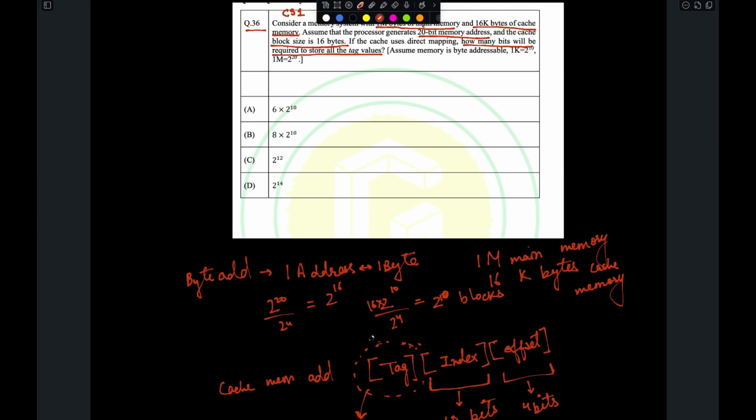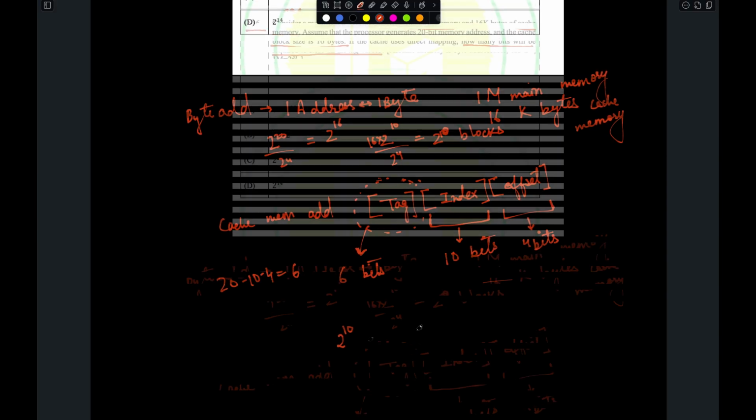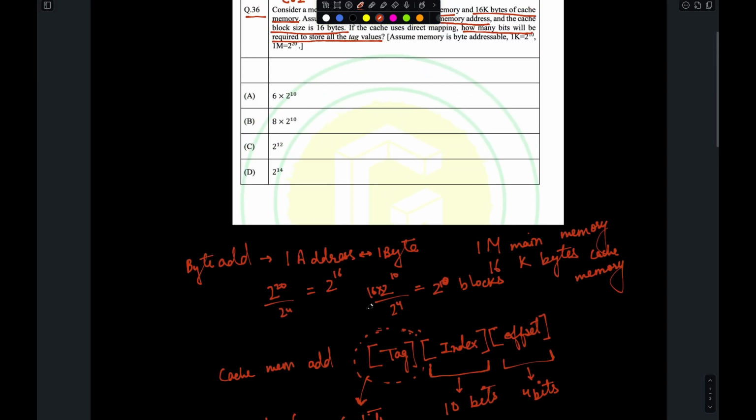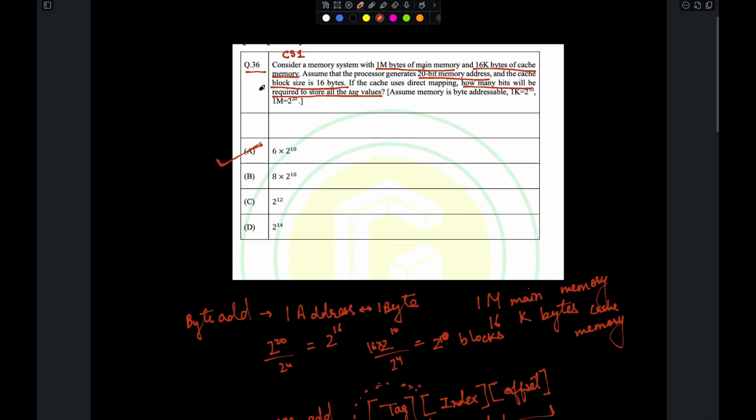Can you tell me how many bits will be required? I guess 6 into 2 to the power 10, because per tag we need 6 bits for all the possible blocks. For all the possible blocks, we would be requiring 6 into 2 to the power 10. So this becomes our correct answer.